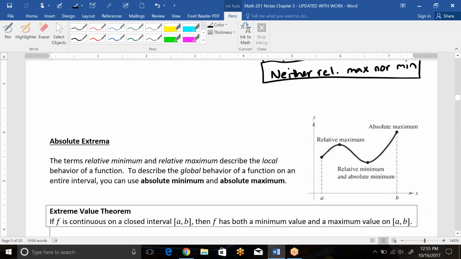What is the absolute highest and absolute lowest that the graph gets on that closed interval? The reason this is different sometimes than relative max and min is because a relative max or min does not have to be the highest the graph ever is. It just has to be a turning point between increasing and decreasing. Whereas an absolute means that's the highest or lowest that you actually get.